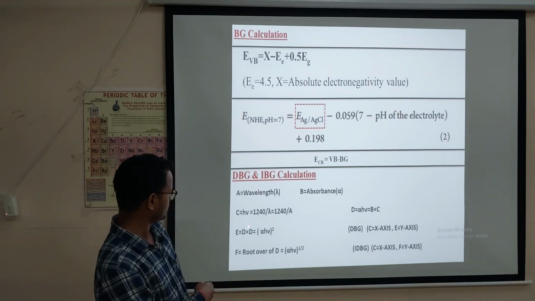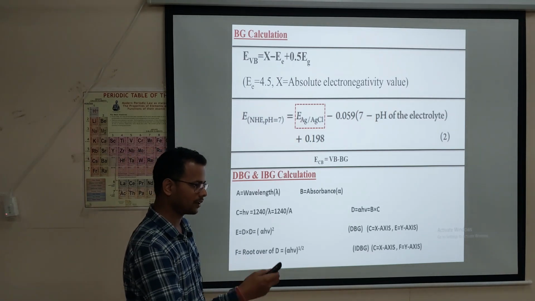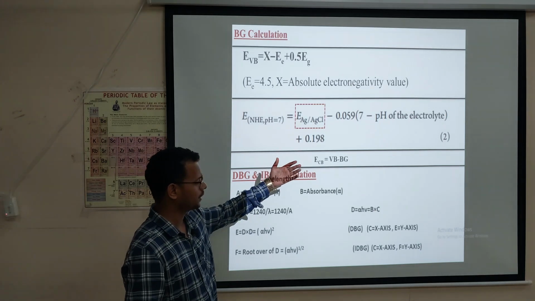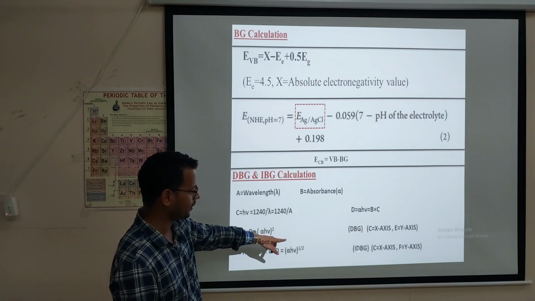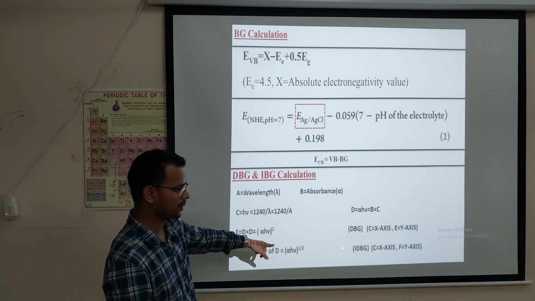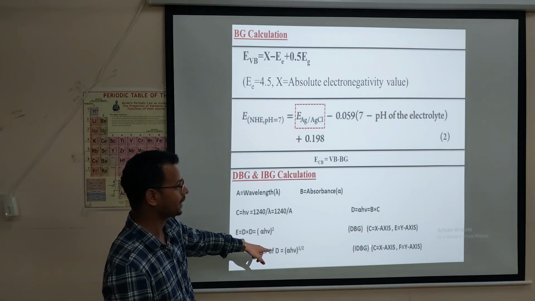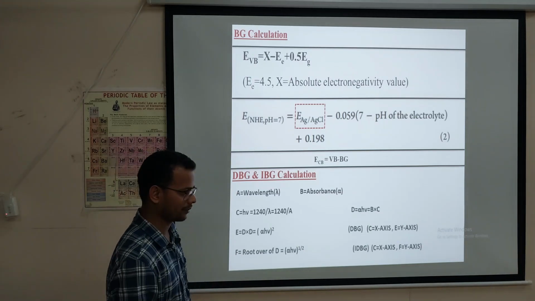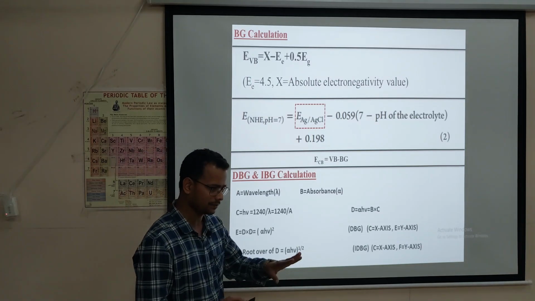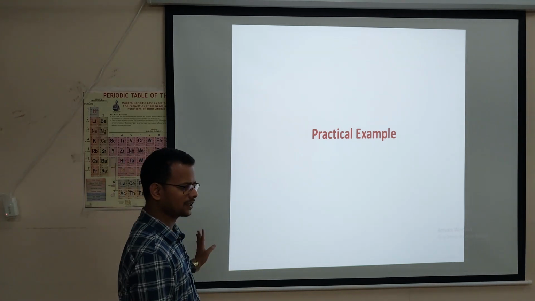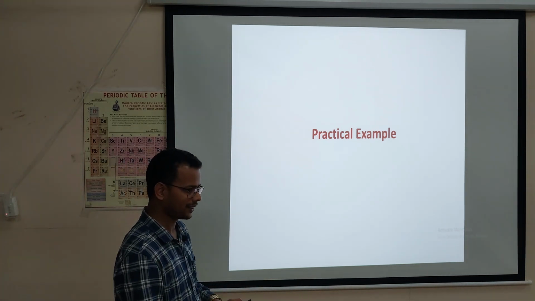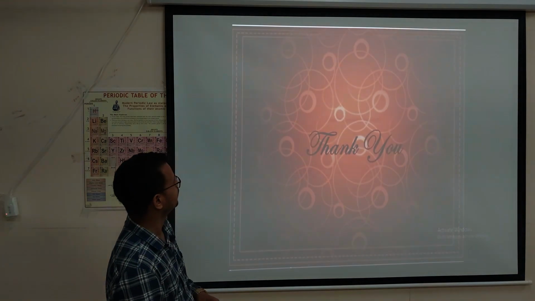This is the formula by which we will calculate the band gap later, and it gives your direct band gap and indirect band gap. We will explain it later. There is a practical example, but I will not give it right now because you are late. So, we just leave it. Okay, over.